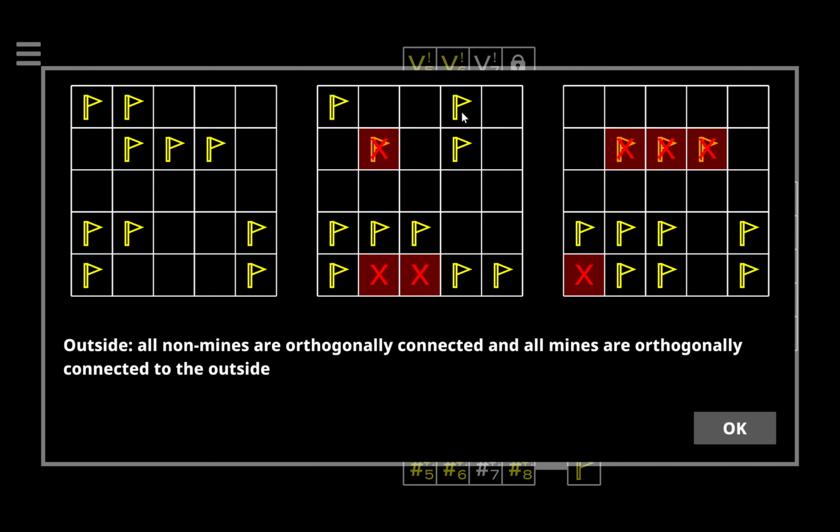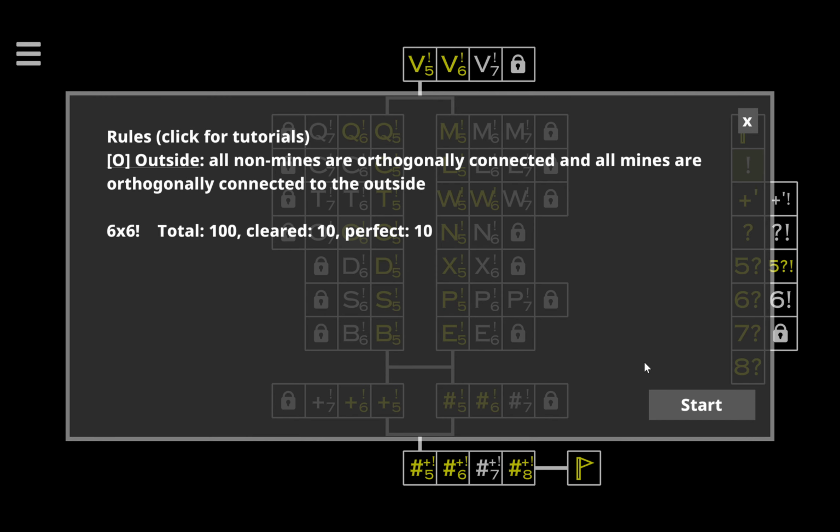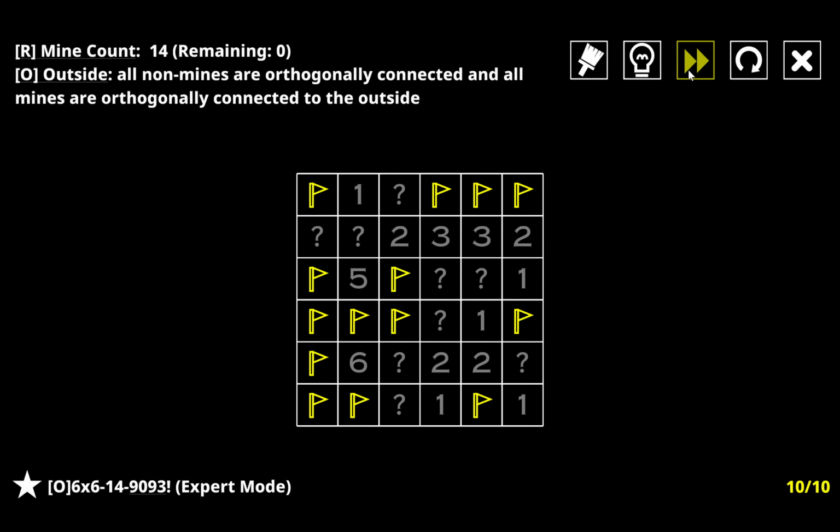So you can see these ones are connected to the outside as well. They don't all have to be in the same group, as you can see even in this correct one they aren't, but they all have to be in a group that touches the outside orthogonally. Alright, we can go and just get into it.